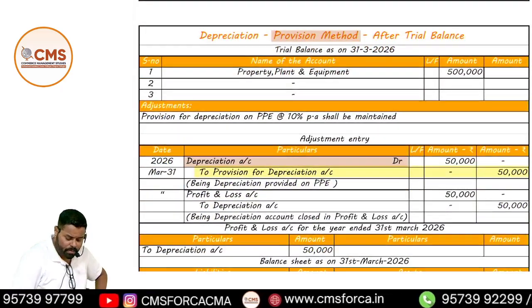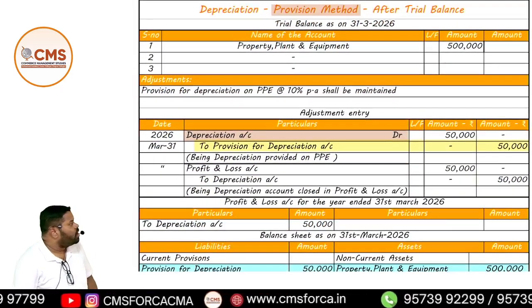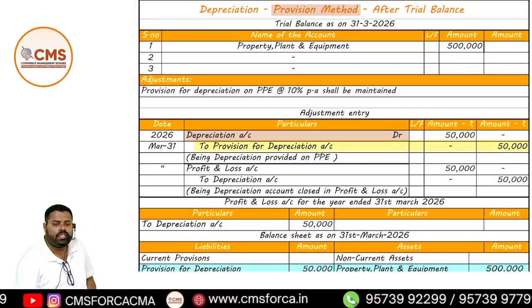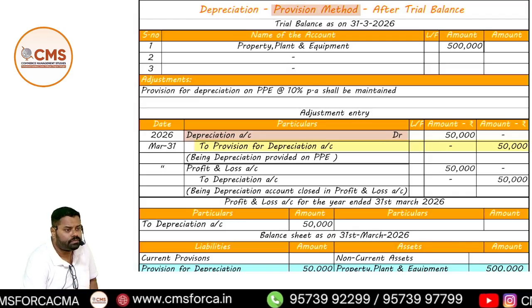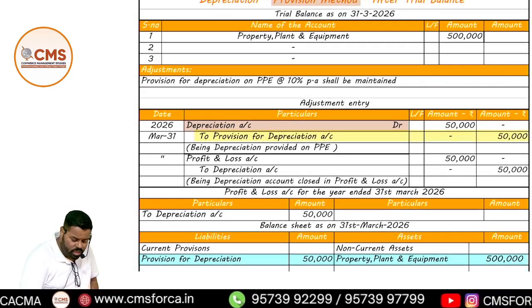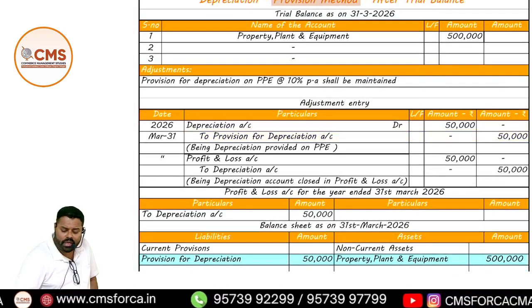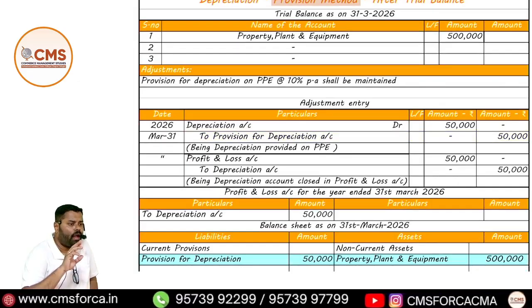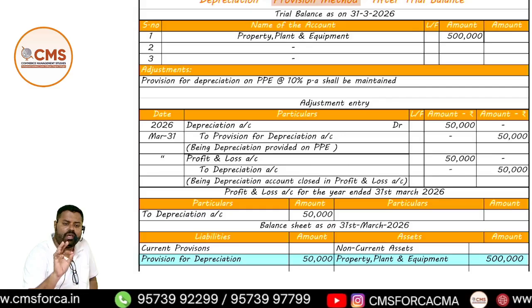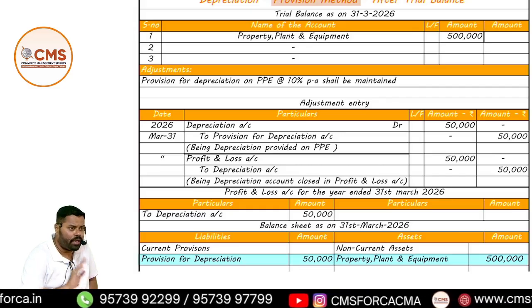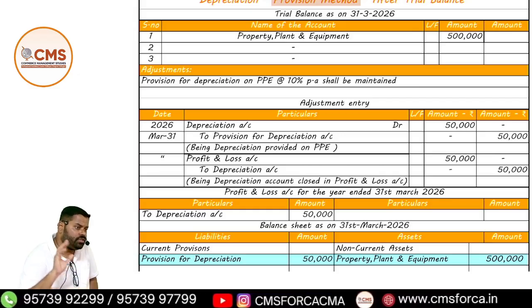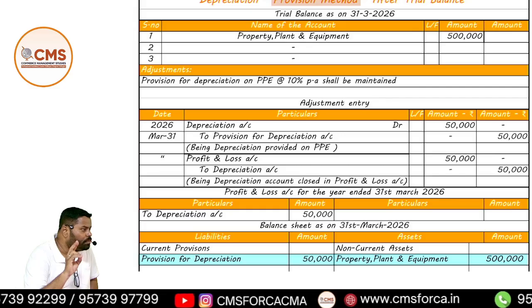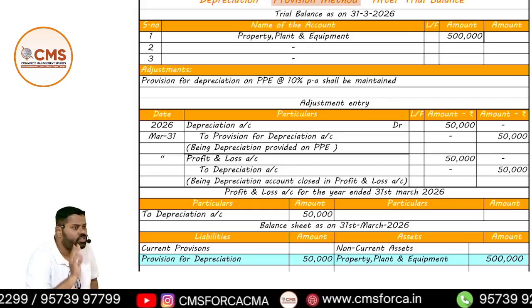Next up, the provision method. Focus on this. Practically, what is followed in the real-life scenario is the provision method. Okay. What is this provision method? Yesterday I told you two conditions are to be satisfied under the provision method. First thing is depreciation should be provided. Condition number two is asset value should not change. These are the two principal rules of the provisioning method.